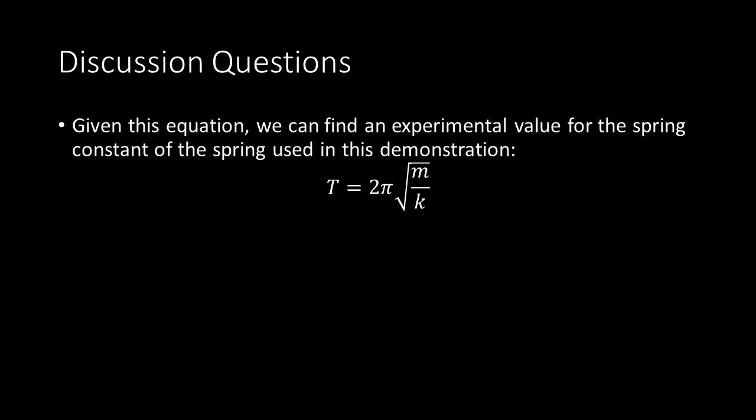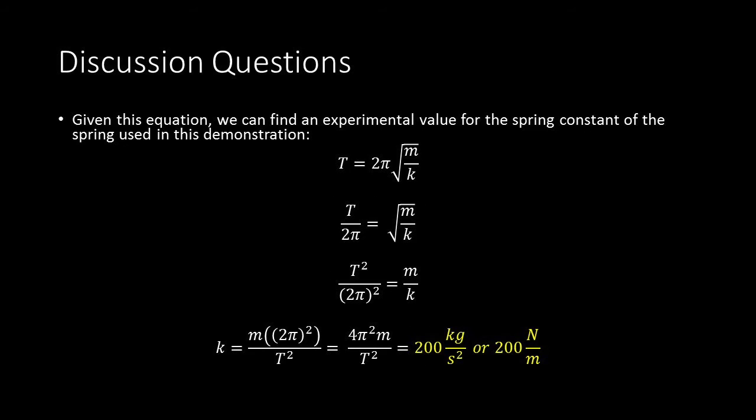Given this equation, we can now mathematically find the spring constant of our demonstrated spring. First, we divide both sides by 2 pi, then square each side, and then multiply both sides by 1 over m, and we get that k is equal to m times 2 pi squared over T squared, which is equal to 4 pi squared m over T squared. And when we plug in our values for mass and period, we get that the spring constant used in our demonstration is 200 kilograms per second squared.